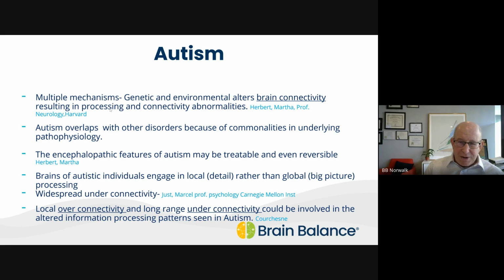And we know the left side of the brain is more involved in local detail processing based on the way the actual neurons are arranged. And the right side of the brain is more involved with global big picture processing. But at the end of the day, there's widespread underconnectivity in the brain. Marcel Just is a professor of psychology at Carnegie Mellon Institute. Again, local overconnectivity and long-range underconnectivity. Local connectivity is more apparent in the left side of the brain. Long-range global neurons and global connections are more prevalent in the right hemisphere of the brain.